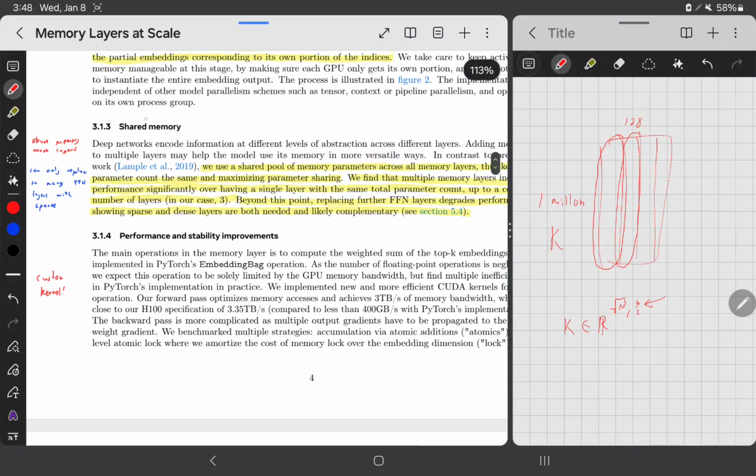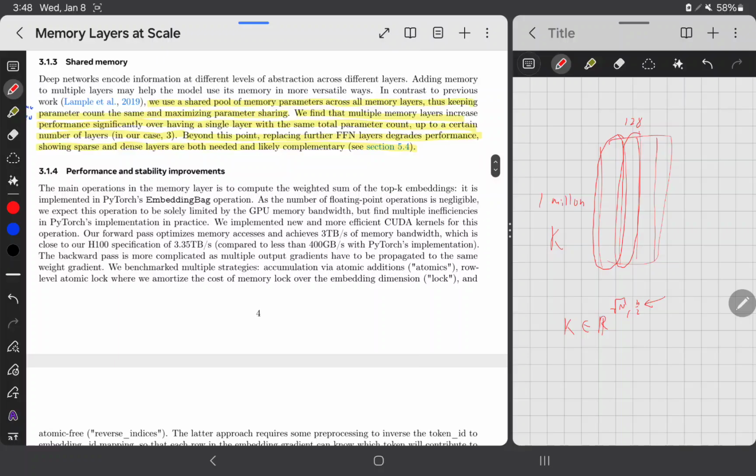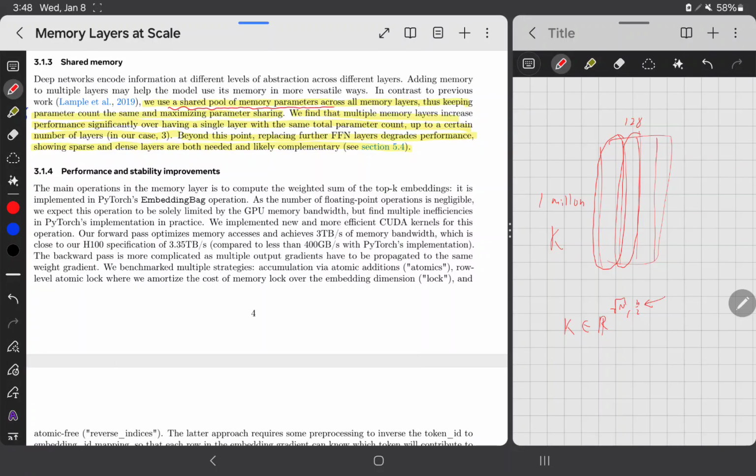Here, they mention that instead of, I'll just read it out. So basically, they use a shared pool of memory parameters across all memory layers. They call these memory layers, basically replacing feed-forward layers with them. And they say that they have a shared pool of memory parameters. So you basically have 1K that you're sharing with all these layers, thus keeping parameter count the same and maximizing parameter sharing, to kind of minimize the number of parameters you actually need to allocate.